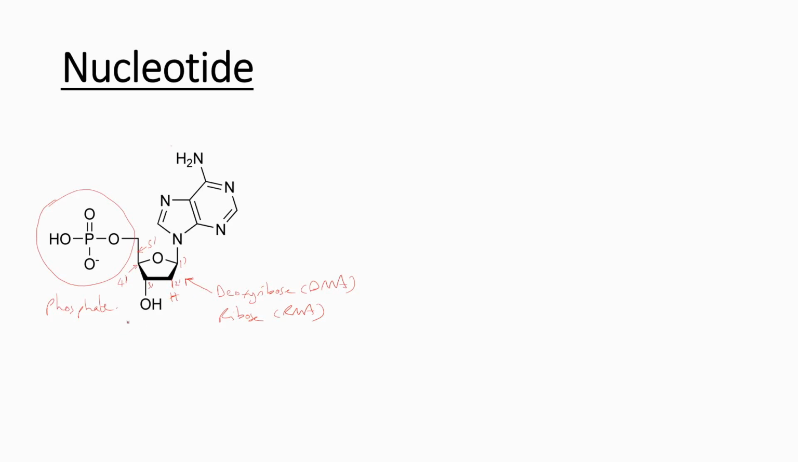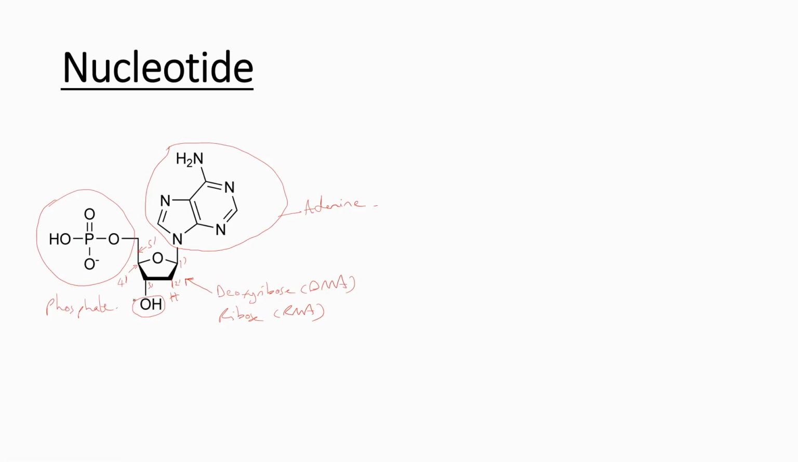Now I'm going to come back to the 5' carbon and the 3' carbon. Notice the 3' carbon has a free OH group, which is very important when forming nucleotide bonds. The final part is the nucleotide base. This is attached to the 1' carbon. In this case, the base is adenine, but it could be another base, and I'll come to that later. So in summary, the phosphate is attached to the 5' carbon.